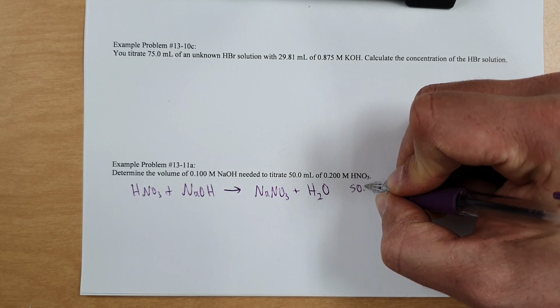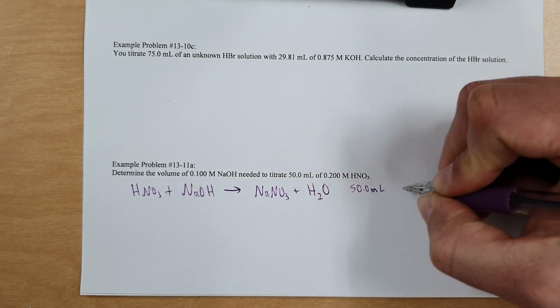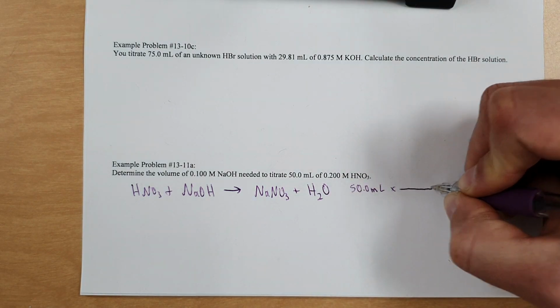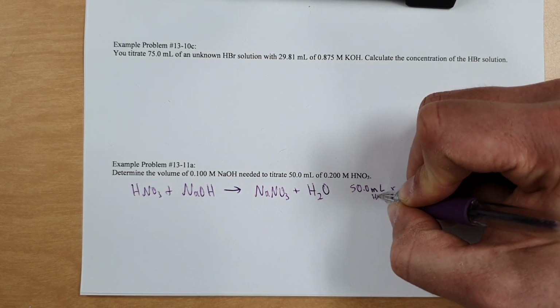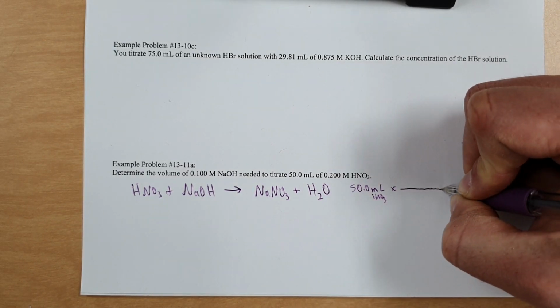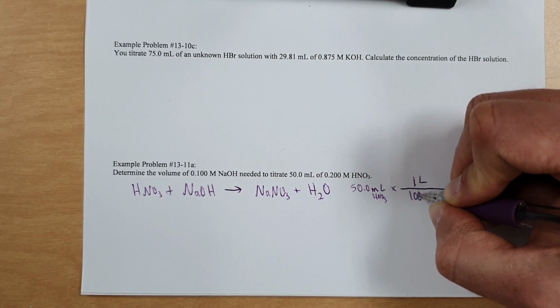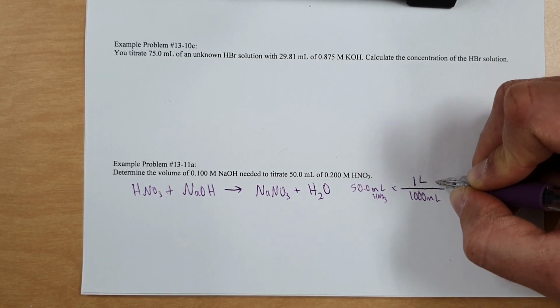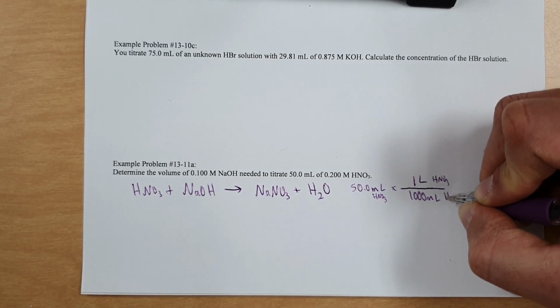Next, you can't work with anything in milliliters, so you got to turn it to liters. So 50.0 milliliters of HNO3, times 1 liter is equal to 1,000 milliliters of HNO3.